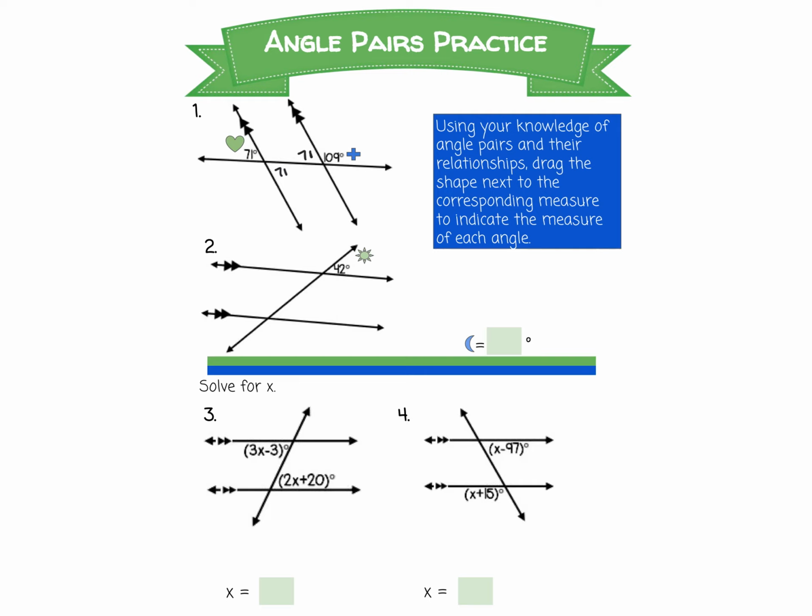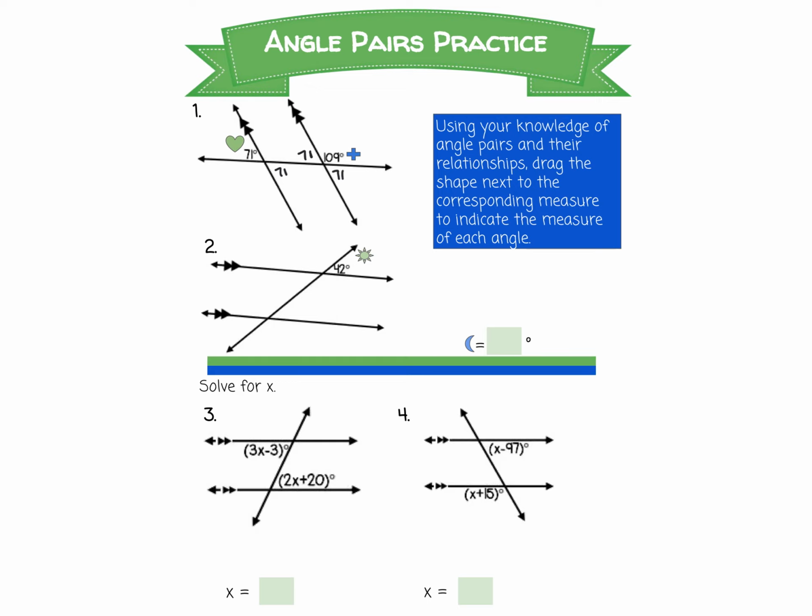This angle is 71 for lots of different reasons. It's a vertical angle to this one, so those two are vertical. Or you can think about that these are corresponding, or these are alternate exteriors. Out of those 8 angle measurements, 4 of them are exactly the same. 4 of them are 71.